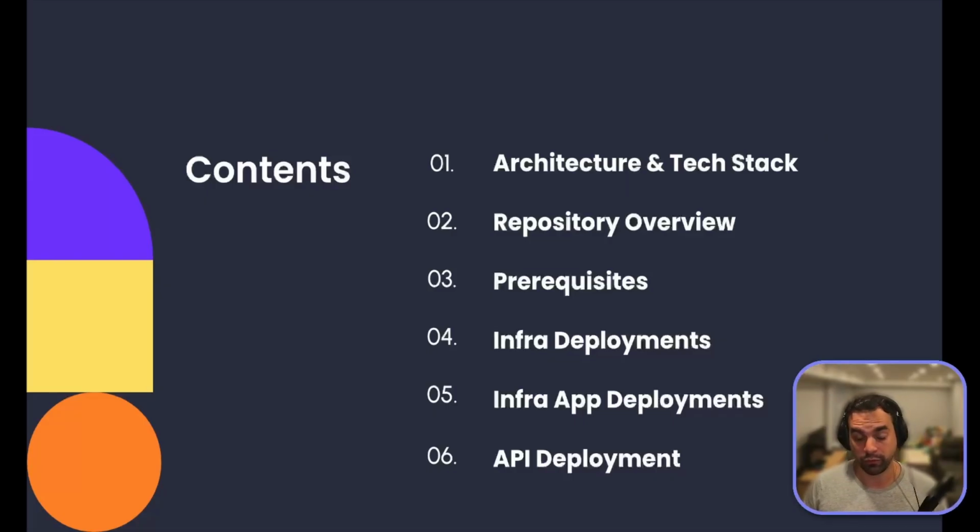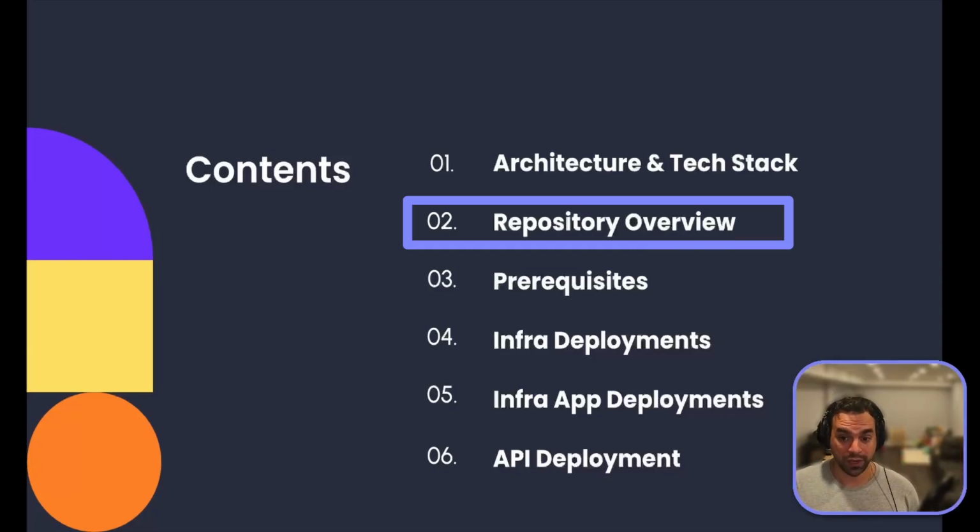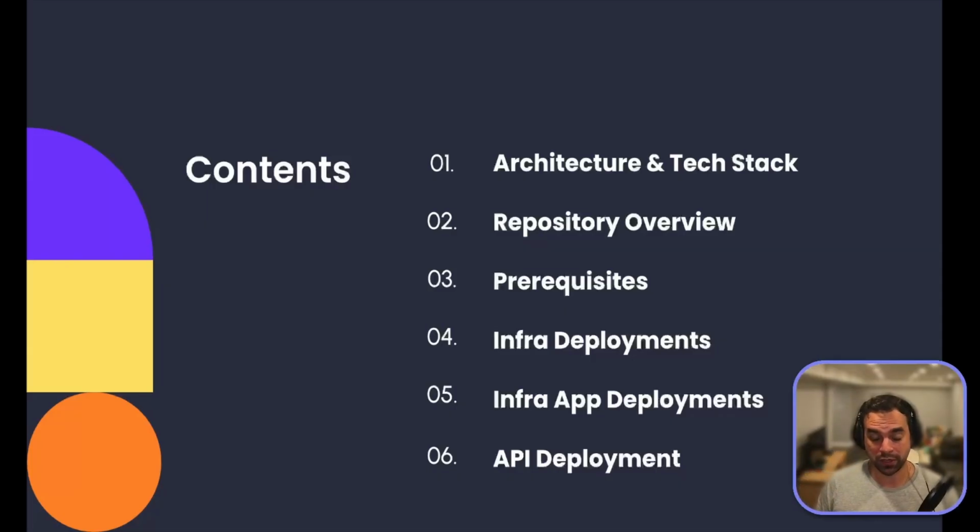Then we're going to go into a repository overview. For this video, we're going to be using two main repositories, our Infra repository and our API repository, both of which are available on my GitHub page. We're largely going to be working with the Infra repository for this video as it has all of the infrastructure as code. Next, we're going to go over the prerequisites.